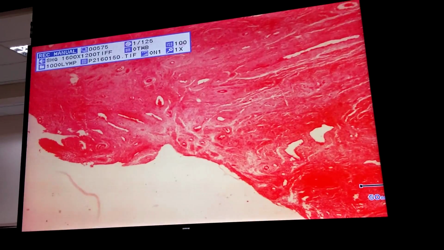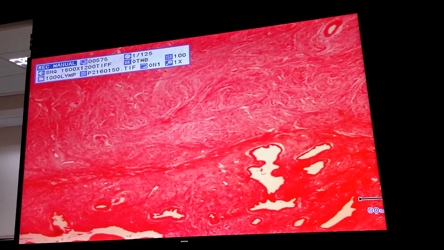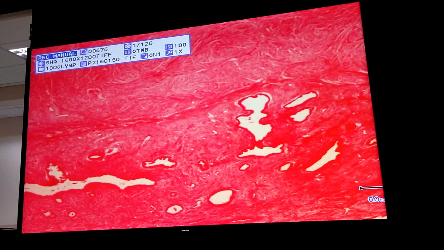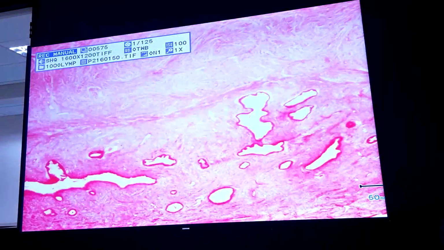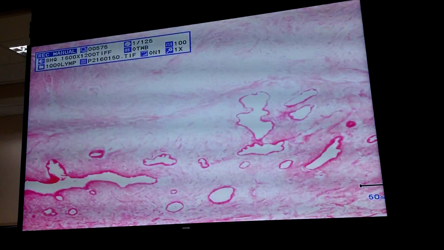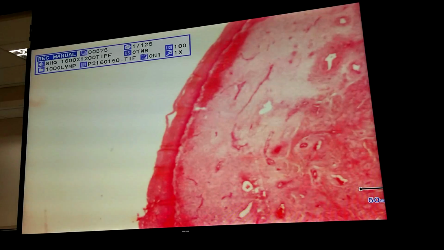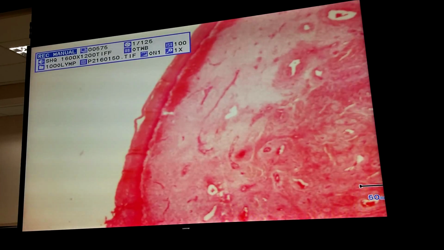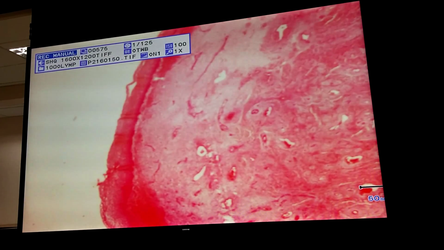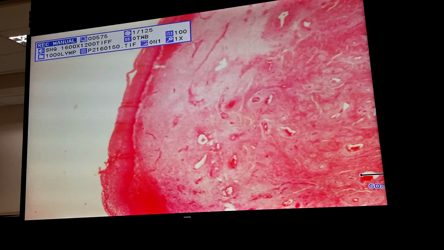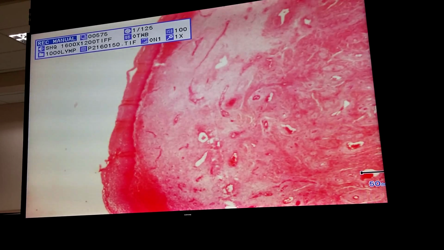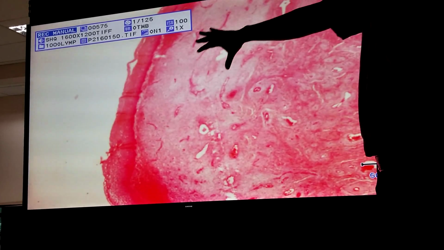Next is the cervix. Where is the location of the cervix? In between the uterus and the vagina. Okay? Basically, the bulk of the cervix is composed of this connective tissue.